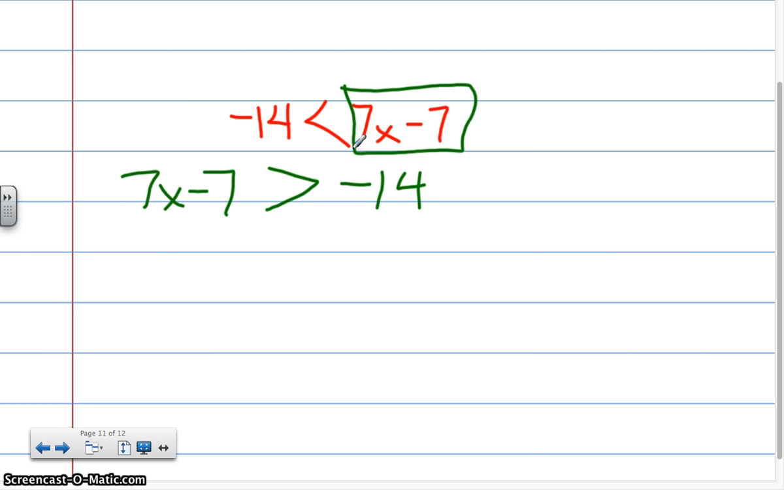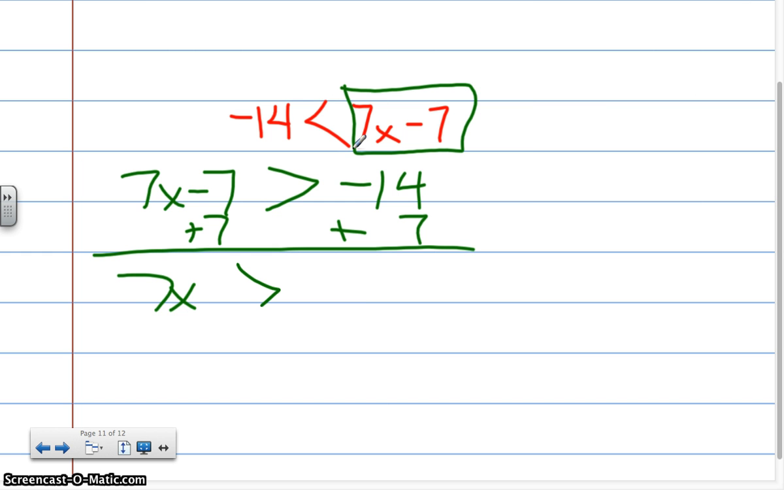The next thing I'm going to do is add 7 to both sides. And I get 7x is bigger than negative 7. Now some of you thought you needed to MDNF this. You do not need to MDNF it because the negative is not sticking to the variable. That's what we care about. We care if it's to the left-hand side of the variable. So we do not need to MDNF that. So I'm just going to divide through by 7.